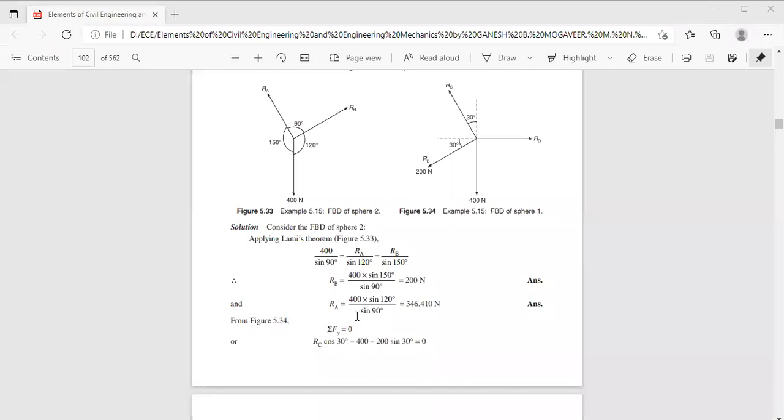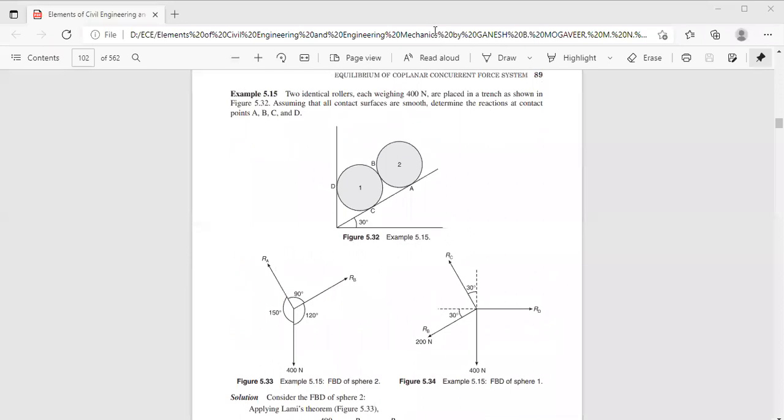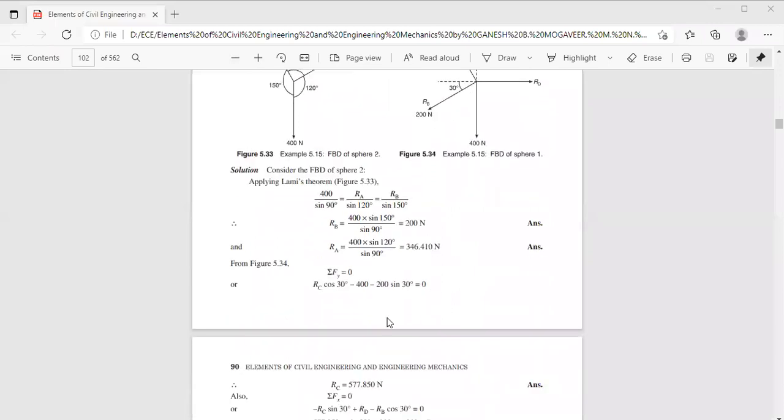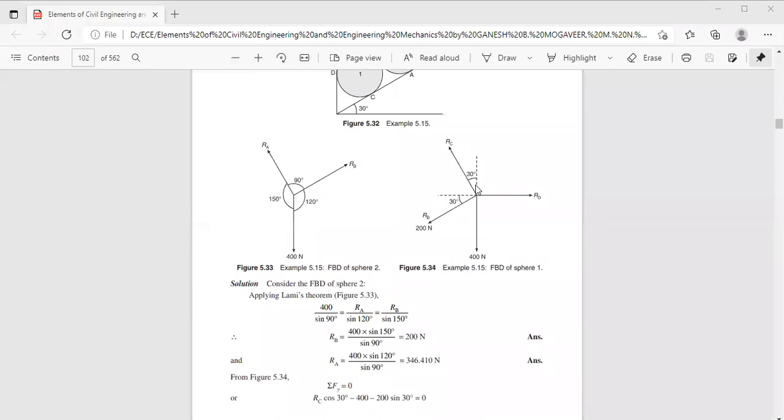So RA we got it as 346.410 Newton and RB we got it as 200 Newton from this figure. And then we have taken sigma F of y is equal to 0. So thereby we'll get the values of RC 577.850 and RD is 461.880. Is it correct? According to this problem, RD works out to be 461.880. Is it okay?